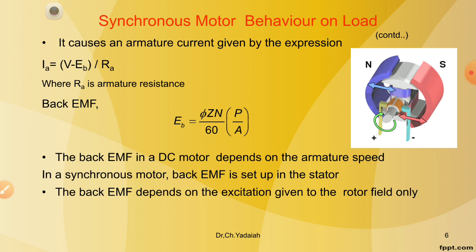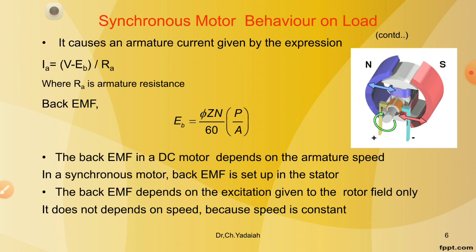The back EMF depends on the excitation given to the rotor field only. It does not depend on speed, similar to the DC motor. In a DC motor, the back EMF depends on the speed, but in this case the speed is constant. Then it depends only on the excitation of the rotor, whether normal excitation, over excitation, or under excitation. What do we mean by this excitation? We will see later. That is injecting the DC supply to the rotor.